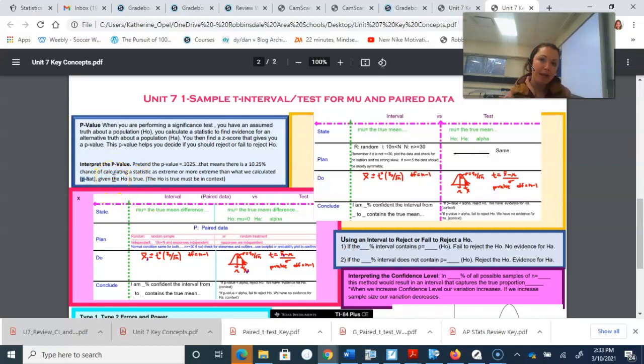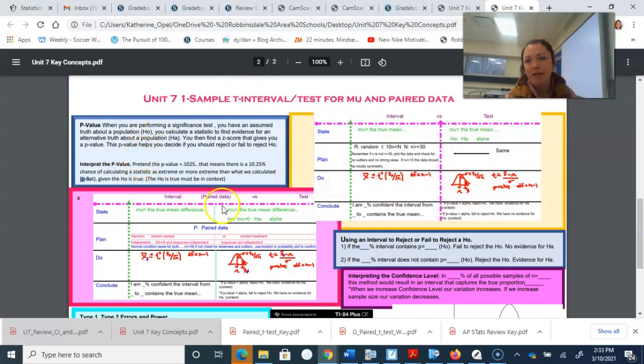Oftentimes, a common mistake that I see, guys, is people will say the p-value is the probability of calculating a statistic as extreme or more extreme than what we calculated. Then they stop. It is a conditional probability. You do have to say that given the null hypothesis is true and that H0 must be in context. Must be in context.